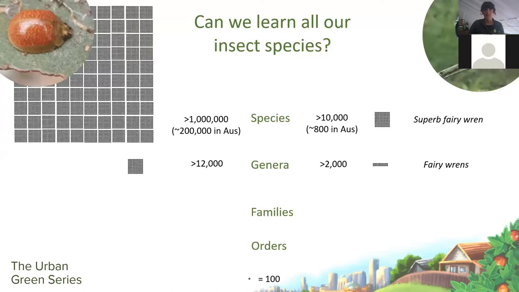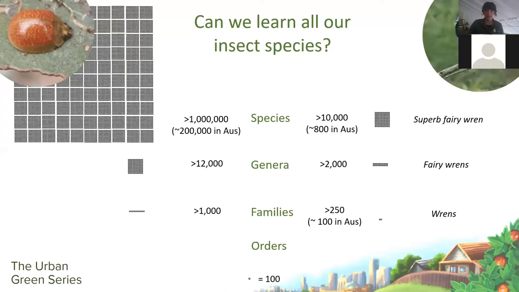Okay, the next highest group is families. This is the equivalent of saying that's a wren or that's a finch. In Australia, we've probably only got about 100 bird families. And for insects, we're still up over 1,000. So again, if you're trying to get down to the family level for insects, it's going to be a huge task. So let's keep backing up.